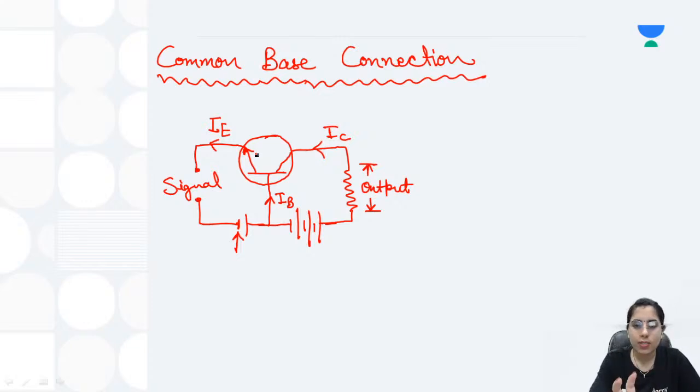So, the NPN transistor case, if it is clear, the same way for PNP we will take the symbolic representation as we have considered for NPN. To make the emitter diode forward biased, we have to make the connections that way. To make the collector diode reverse biased, we will make the connections in a similar manner as we have considered. Now once you know the circuit diagram of the common base connection, what is the next thing we have to consider here? Let's talk about that.